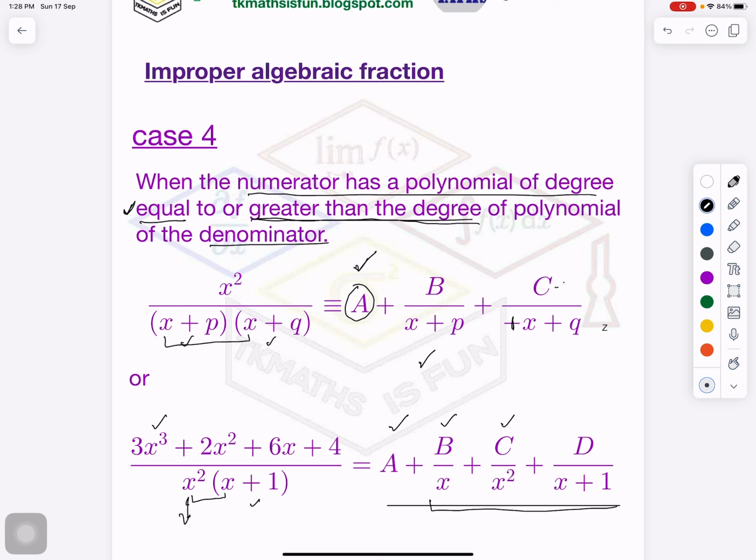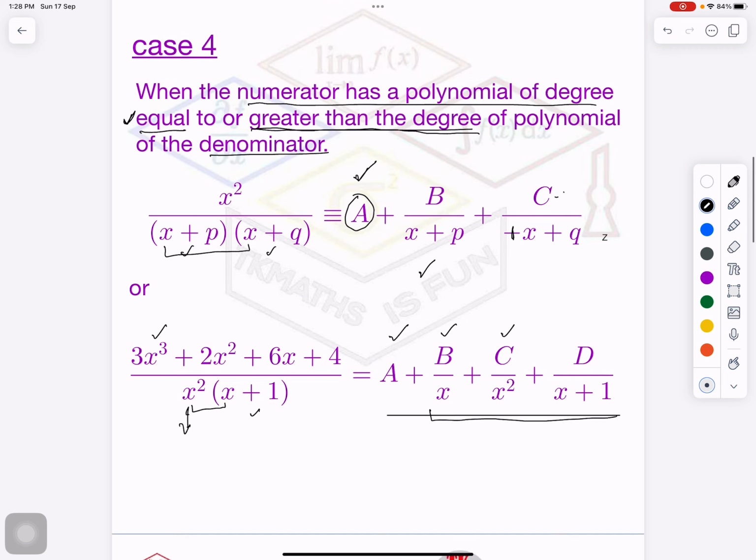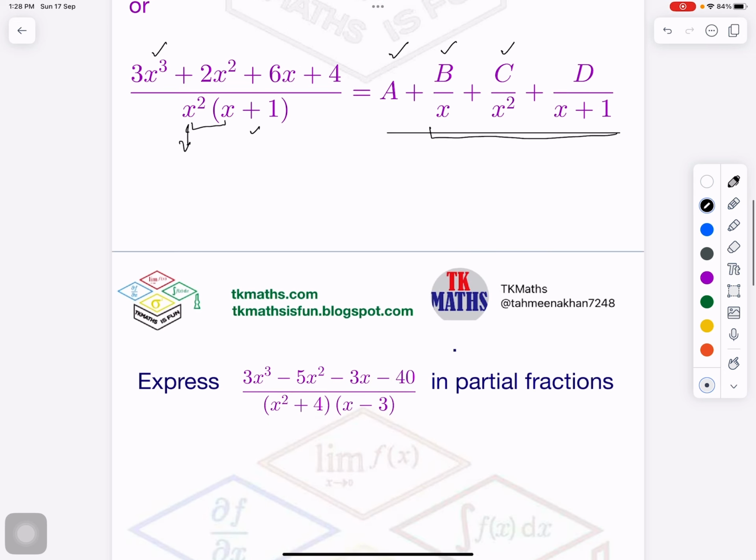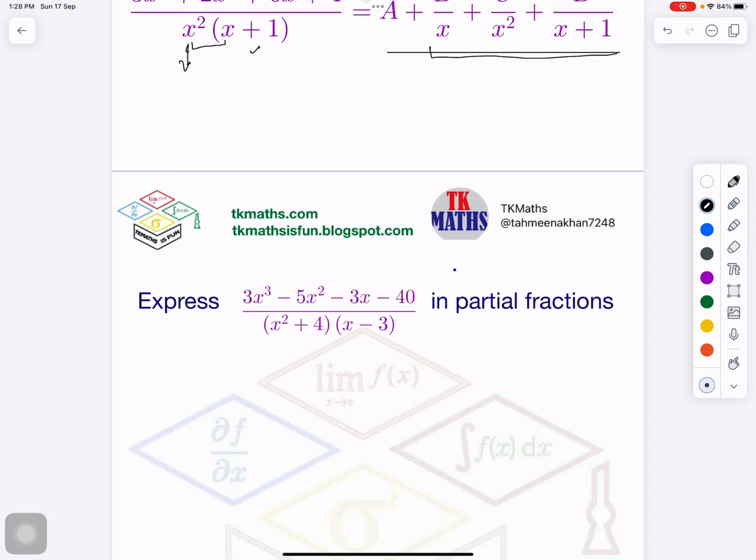So I hope you understood. So in the link below, in the description below, I'm giving the link of solving this question. If I solve here, it will become a very long video. So that's why I'm splitting it into 2 parts.